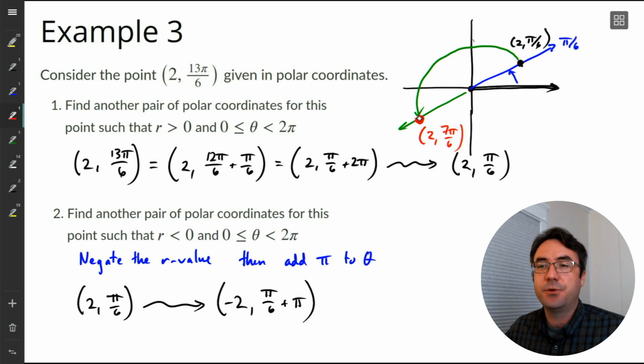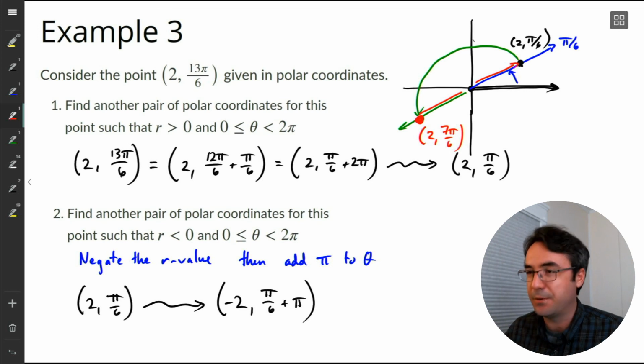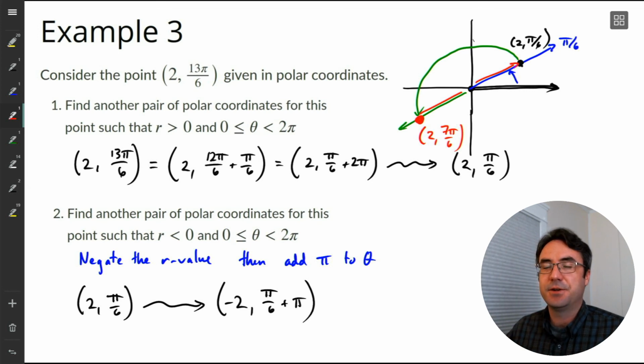So when we negate the r value, that's what sends us on a reflection through the origin and sends us back to the point that we're interested in. So to think of this, if we're starting with this point 2 comma pi over 6, adding pi to theta takes us halfway around the circle, and then negating the r value sends us back through the origin.